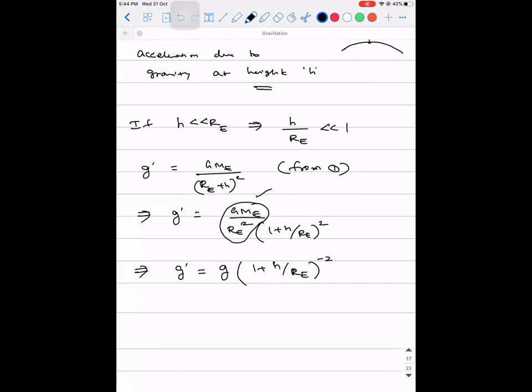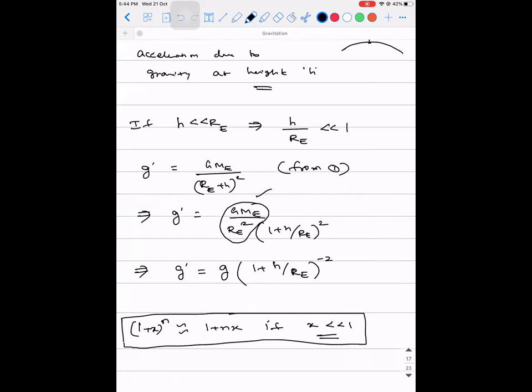Yes. Okay. Now listen, I'm going to tell you one important fact. (1 plus x) the whole power n can be approximated to 1 plus nx if the value of x is very much less than 1. Okay, this is a mathematical term. Please make a note of it. (1 plus x) the whole power n can be approximated to 1 plus nx if x is very much less than 1. So this came from the concept of the binomial theorem.